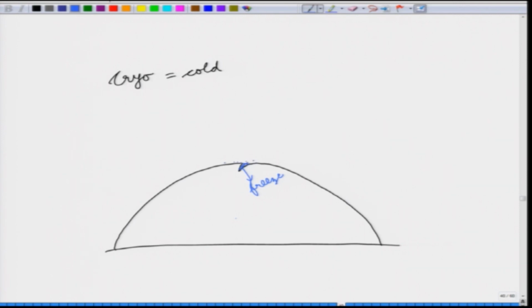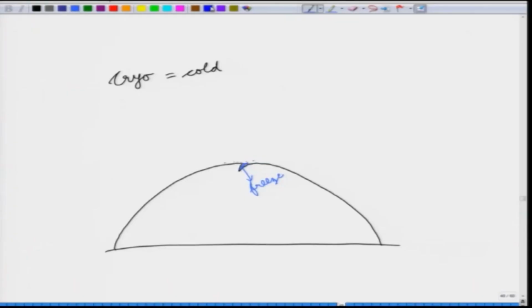And as we know, the density of ice is less than the density of water, because of which ice floats on water. This happens because when water is freezing, the volume expands. So, per unit mass, the volume increases. Now, when you have ice formation and the volume is expanding, this ice.